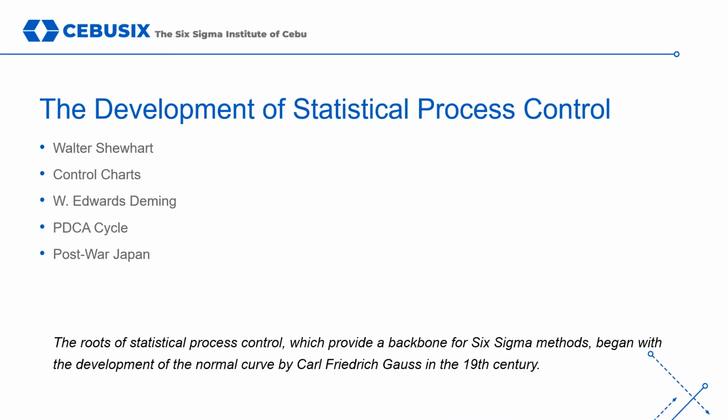The roots of statistical process control, which provide a backbone for Six Sigma methods, began with the development of the normal curve by Carl Friedrich Gauss in the 19th century. In this section, we will be taking a closer look at the development of statistical process control and discuss Walter Shewhart and Edward Deming's contributions to quality control. We will introduce you to the concept of control charts, the Plan, Do, Check, Act cycle, and why post-war Japan was so crucial to the development of the quality control methods we use today in Lean and Six Sigma.